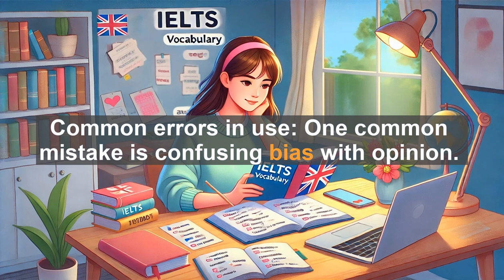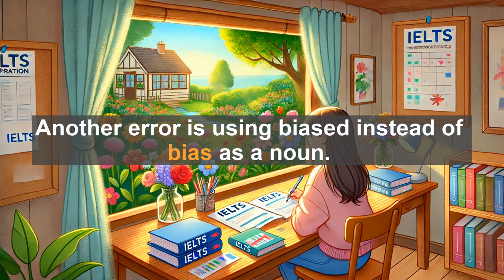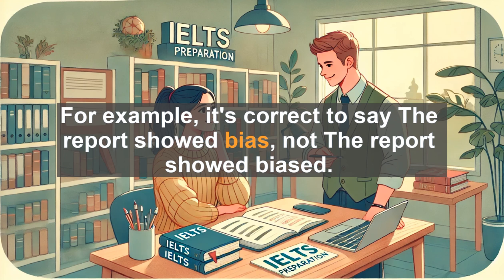Common errors in use. One common mistake is confusing bias with opinion. While everyone has opinions, a bias is an unfair prejudice that prevents objective consideration. Another error is using biased instead of bias as a noun. For example, it's correct to say the report showed bias, not the report showed biased.